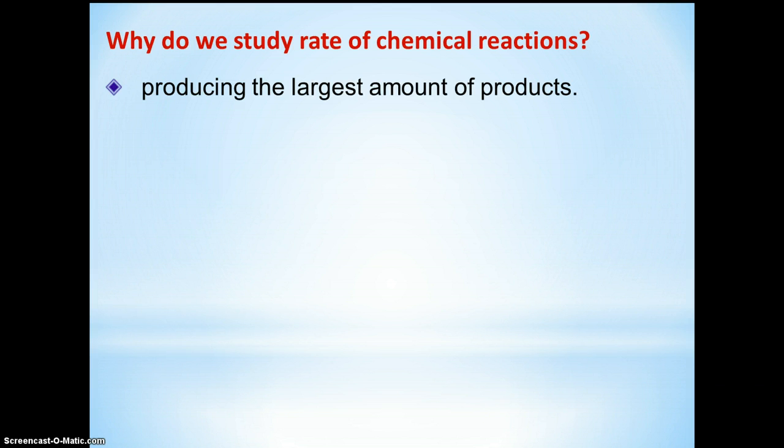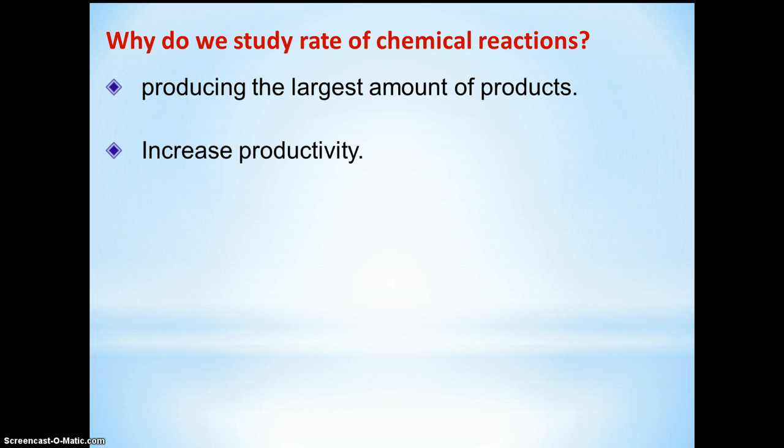Another reason is we want to increase the productivity. Say, what kind of factors actually affect the rate of reaction, or in the end affect the amount of products that are produced. So these are some general ideas.